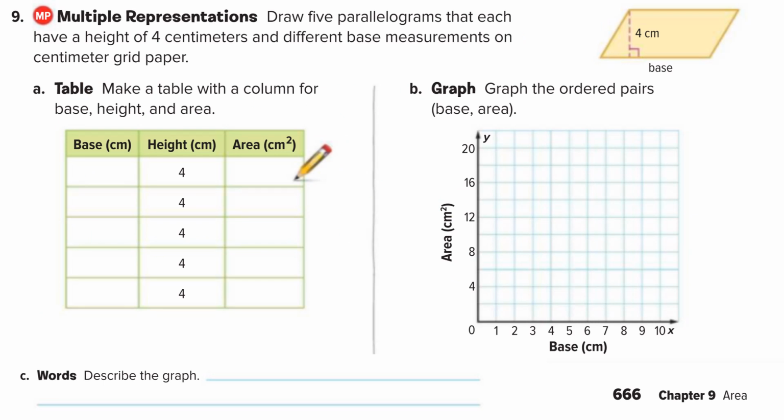Moving on. Question number 9, multiple representations. Draw 5 parallelograms that each have a height of 4 centimeters and different base measurements on centimeter grid paper. A, table. Make a table with a column for base, height, and area. B, graph. Graph the ordered pairs, base, and area. This means that you're going to take the numbers that you have for base and for area and then graph them, okay? And then words, you're going to describe the graph, all right? Now, because everybody's answers are going to be different here, I'm going to give you some sample answers.